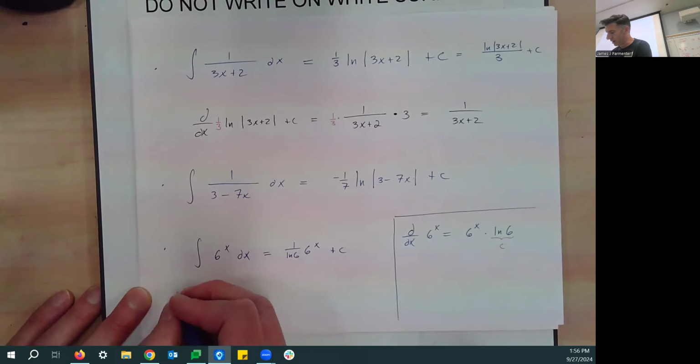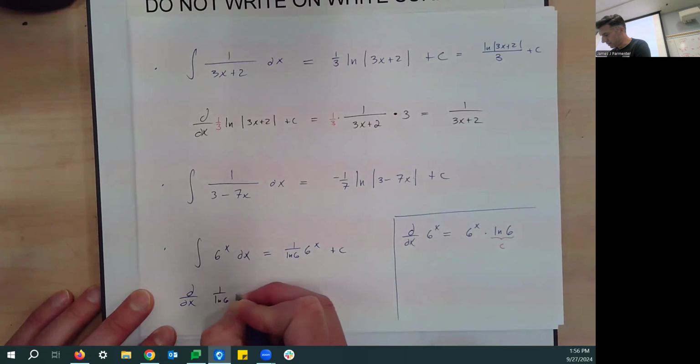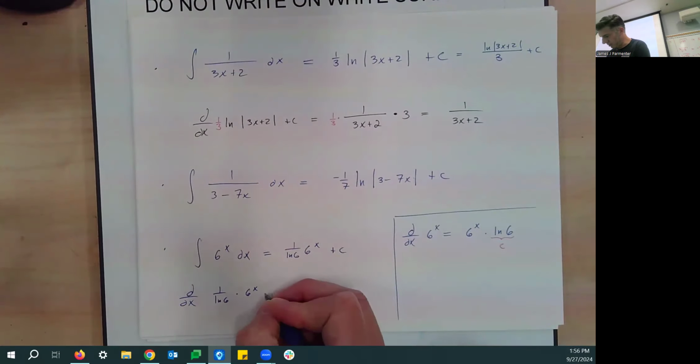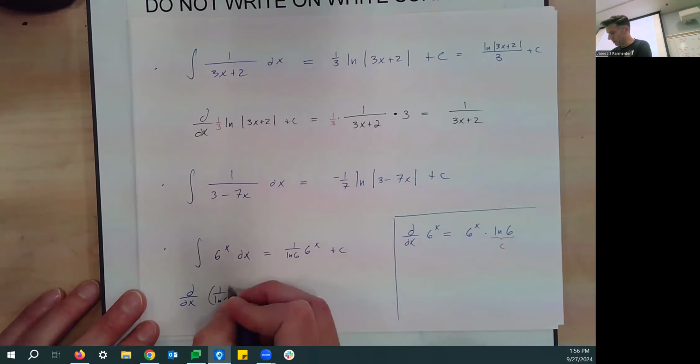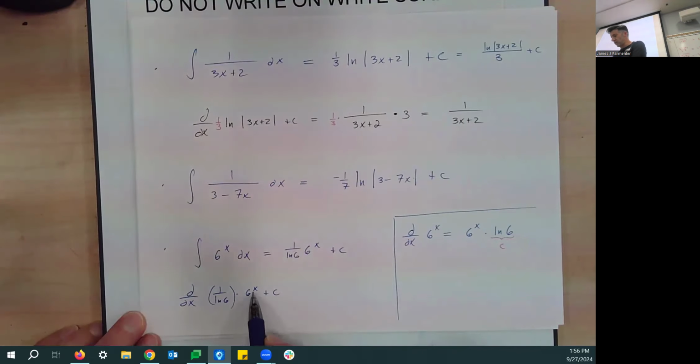Just as a reminder, if I take the derivative of a constant times a function, that constant times a function just gets to hang out. Constants on their own, the derivative is 0. Constant multiplied by functions, the constant just hangs out. Be careful though, because people are always like, why isn't the constant derivative 0? It's because it's multiplied by a variable. And there's a variable right there in the 6 to the x.